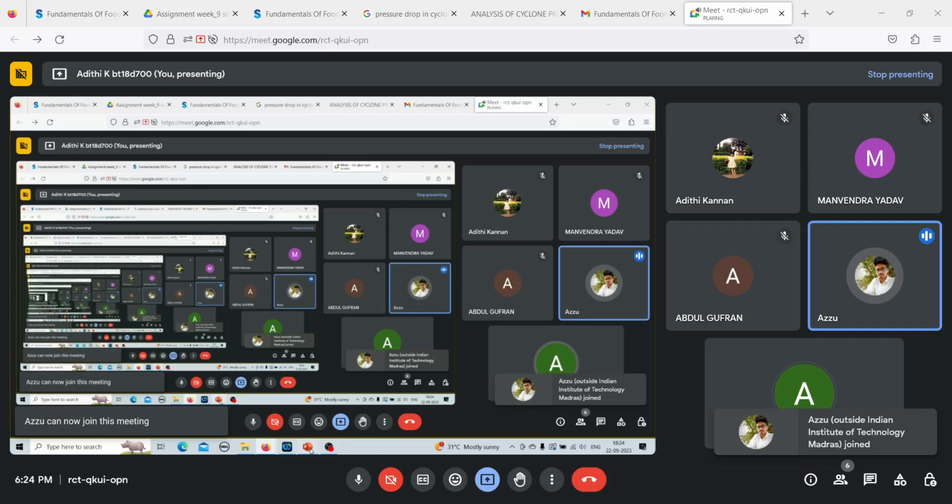Question 6. The filter press commonly used in oil mills is A, continuous type pressure filter, B, continuous type vacuum filter, C, discontinuous type pressure filter, and D, discontinuous type vacuum filter.